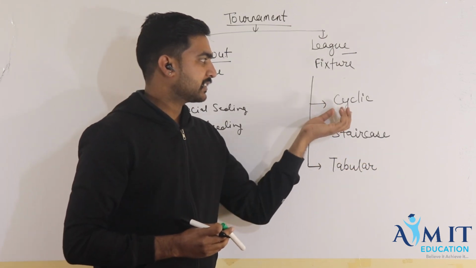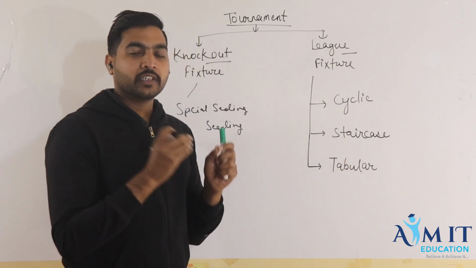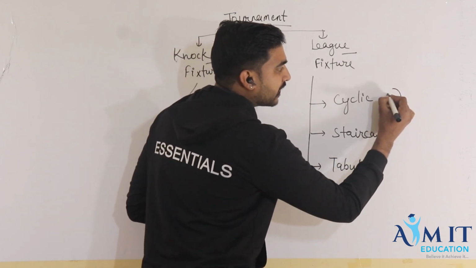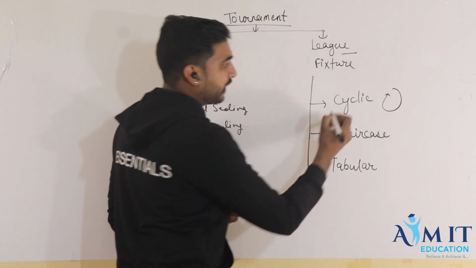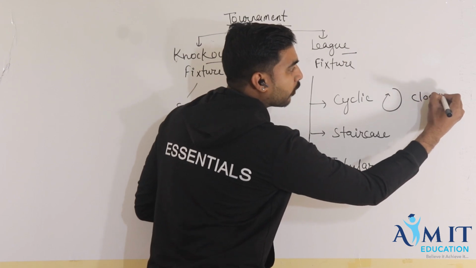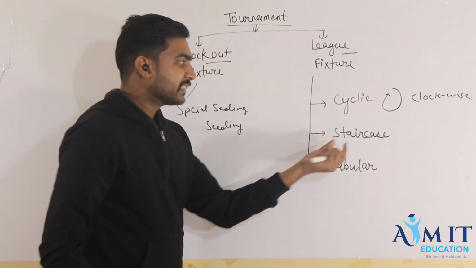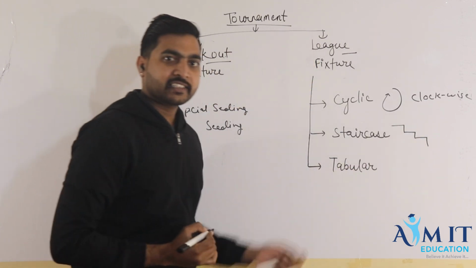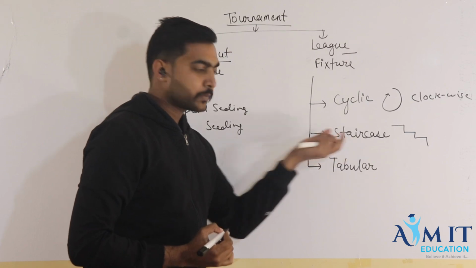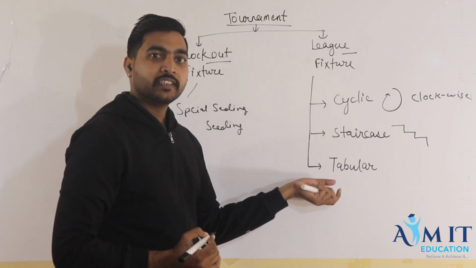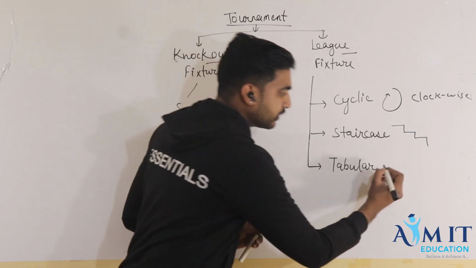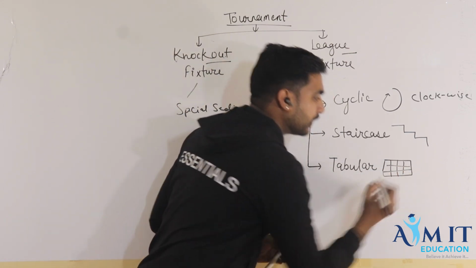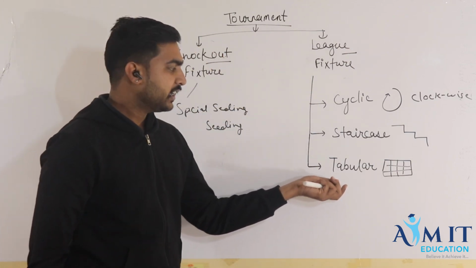If you see the names cyclic, staircase, tabular, these fixtures are according to their nature. In cyclic, the teams rotate in the clockwise direction. Second one is the staircase. Staircase means this fixture looks like stairs, that's why we call it the staircase fixture. Third one is tabular. This is a new fixture introduced in our syllabus and it's very important. This fixture looks like a table, that's why it is known as tabular.